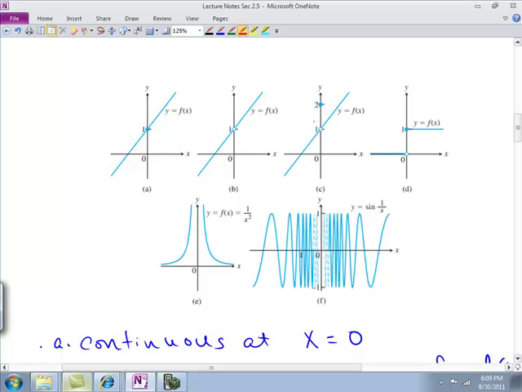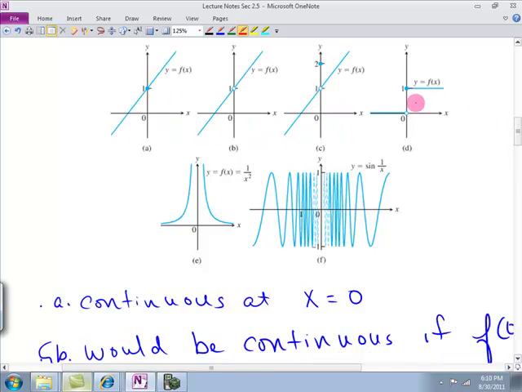Those are called removable discontinuities, because if you could change it and say, well, if f of x were just equal to this, then it would be continuous. So sometimes we can remove it. And you'll find that when you can factor something and some stuff cancels out, you remove the thing that was discontinuous. So those are removable.